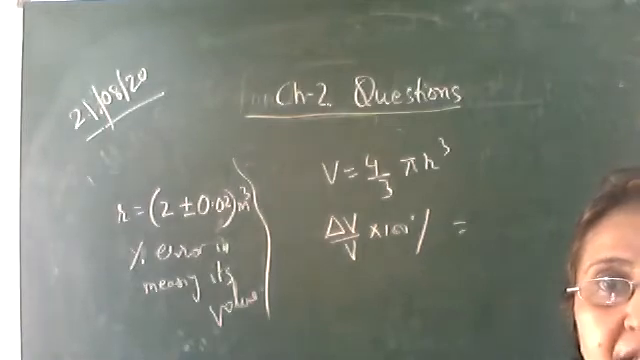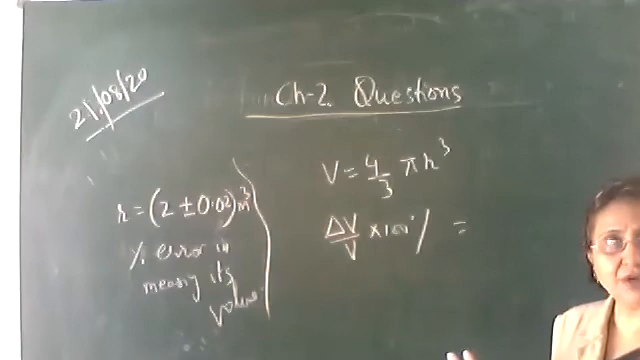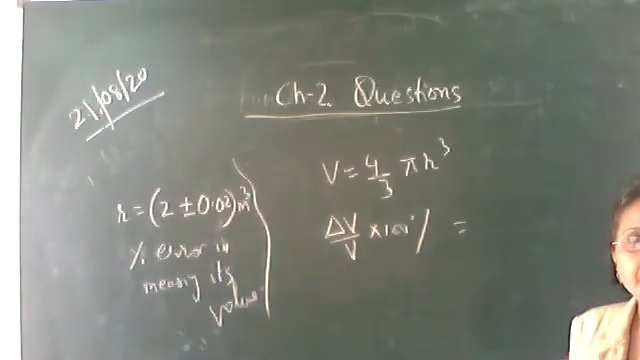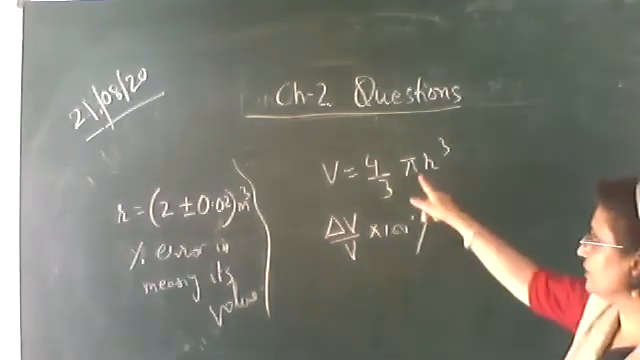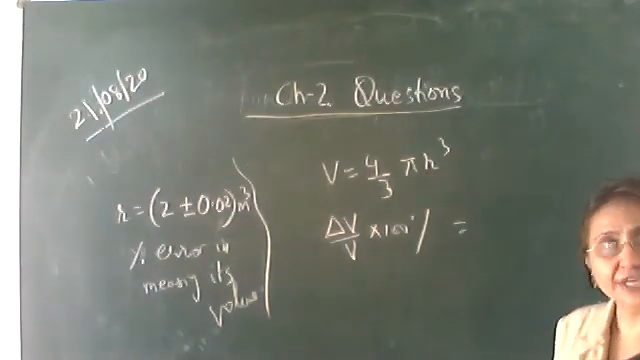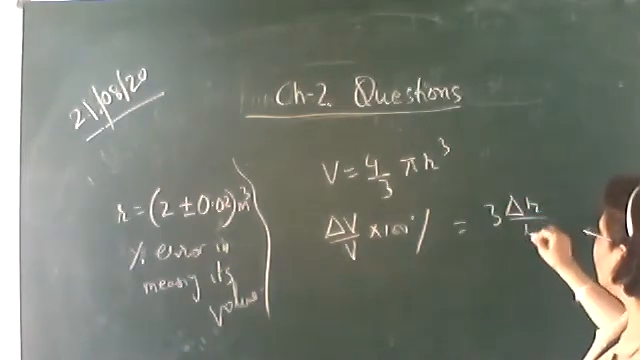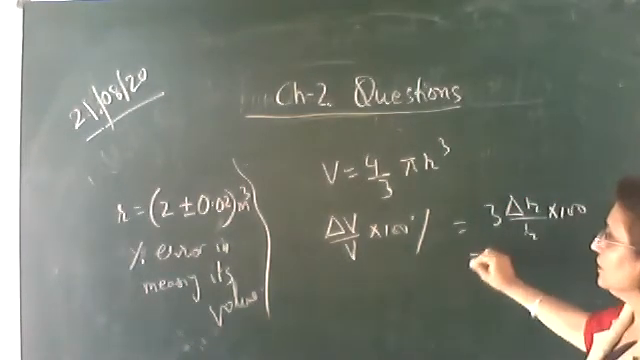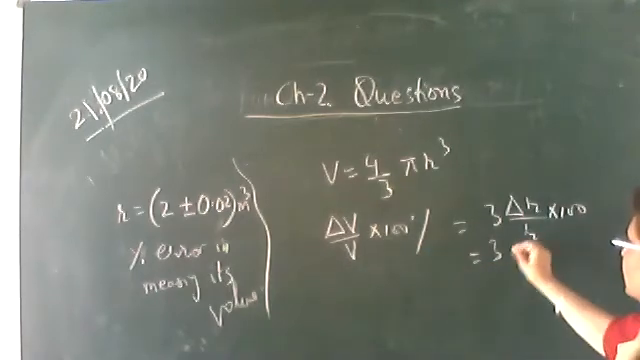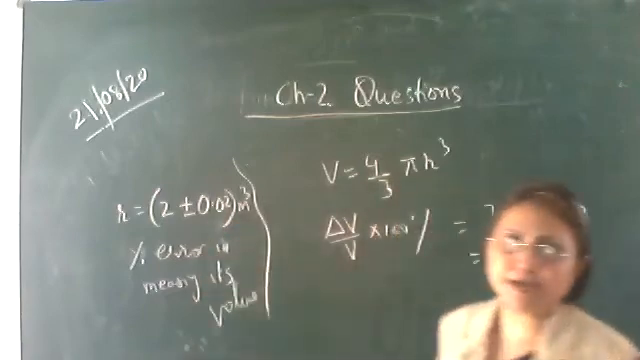Then pi also is not a measured value. Its value is constant. It is a dimensionless constant. So it also doesn't have any error. Now the error will be only in the radius. So it will be 3 delta r upon r into 100. Okay, so 3 times delta r. This can be written as r plus minus delta r.